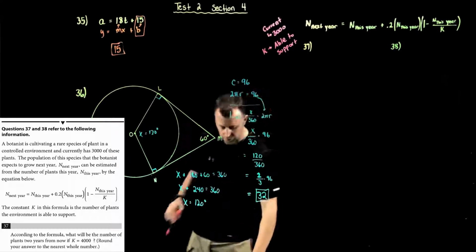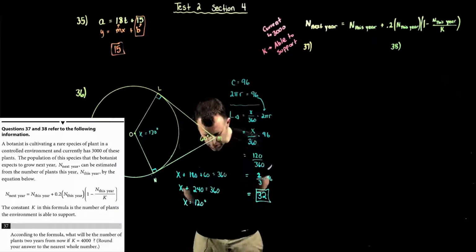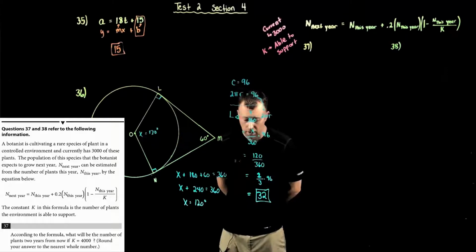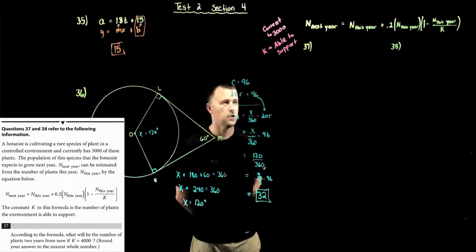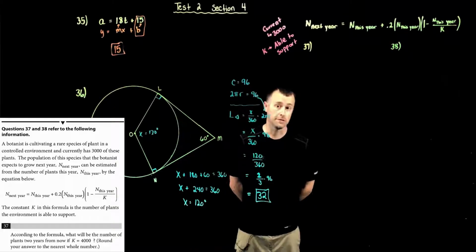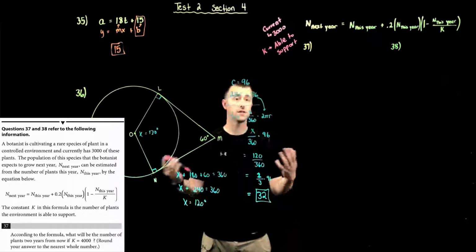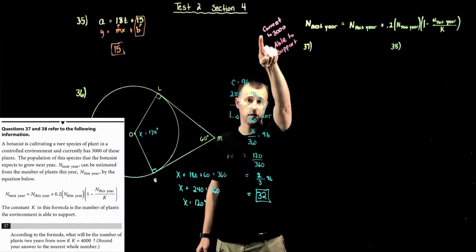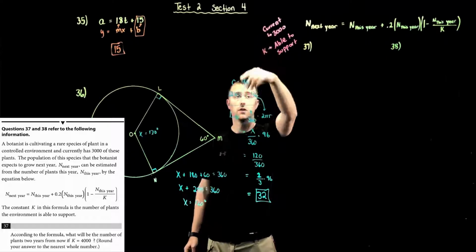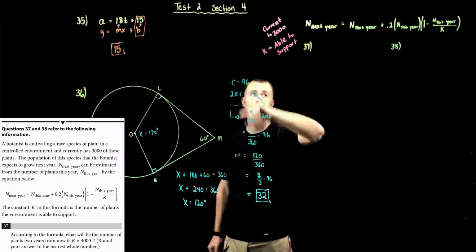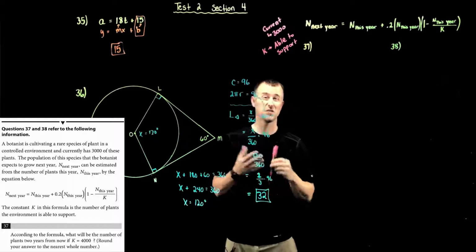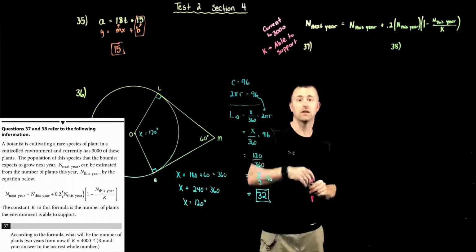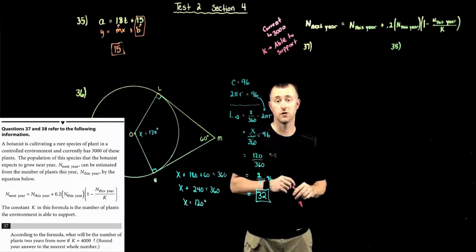So according to 37, it says, according to the formula, what will be the number of plants 2 years from now if K is 4,000? So we want to go 2 years into the future. Well, they're giving us K, and we've already been given the current value. So they want to say 2 years from now. Well, currently we have 3,000. So I'm going to use this equation. I'm going to actually have to do it twice. I'm going to plug it in for next year, and then I'm going to have to do it again to get the year after that. Again, that's going to be my 2 years.